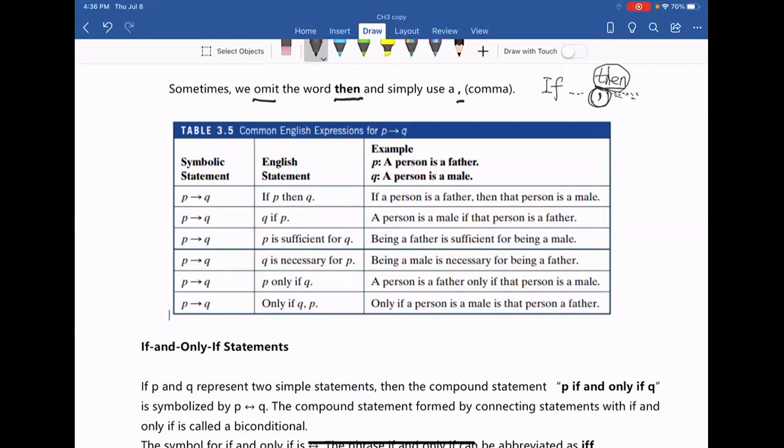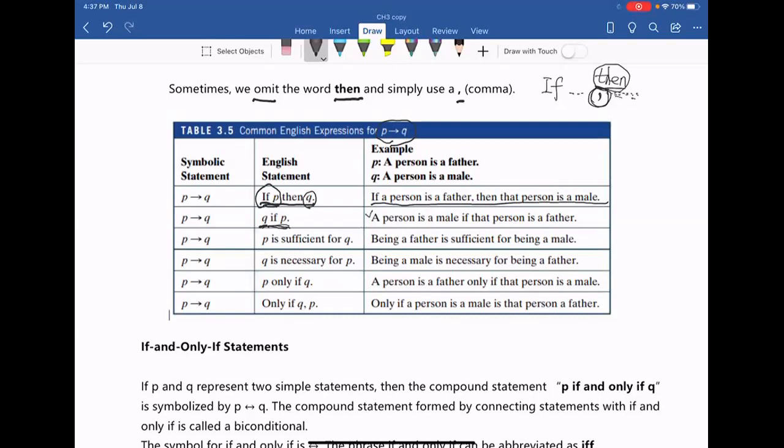Okay, let's see some other common English expressions to express if P, then Q. If P, then Q. Here is an example. If a person is a father, then that person is a male. You can also say Q, if P. You just switch the position of if P and Q. So Q, if P. Read the example by yourself.